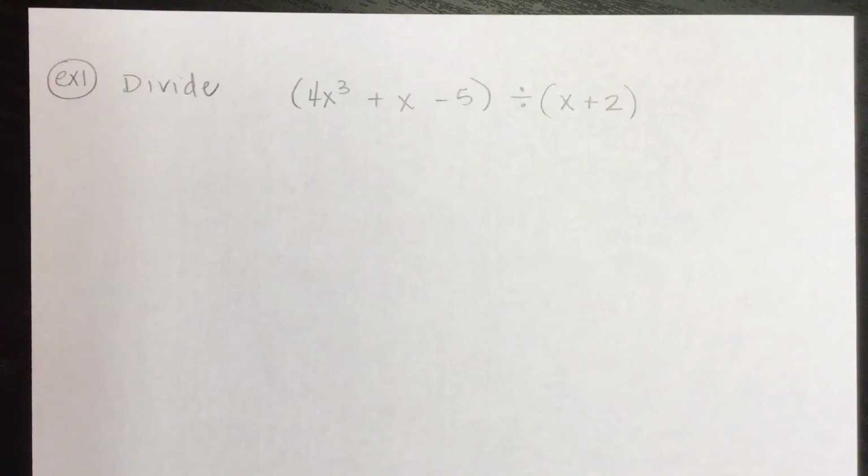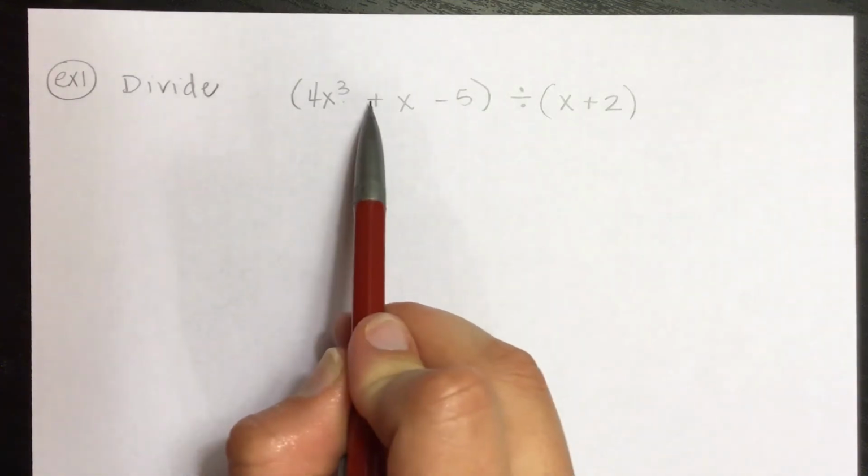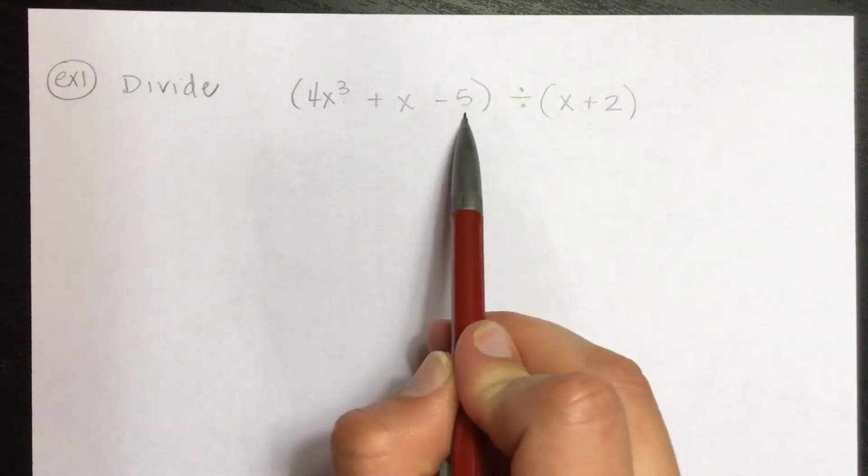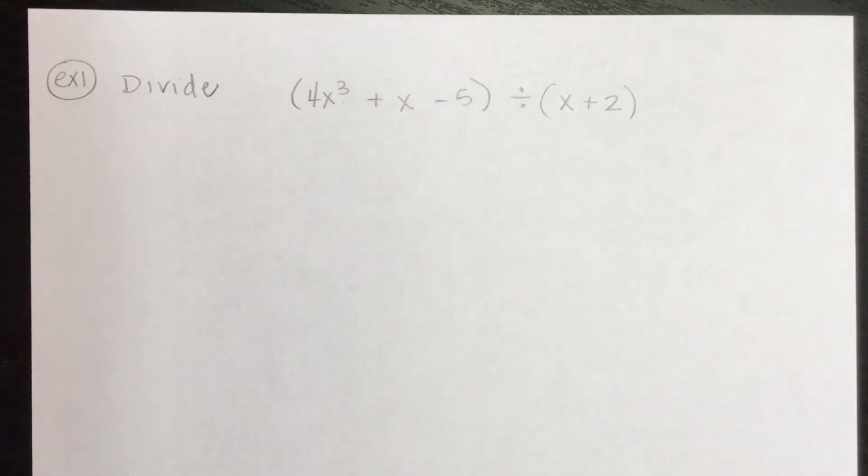All right, what happens if you're missing a term? What I mean is, notice I have an x cubed, but there's no x squared term, no x, and no constant here. So does that make any difference? Is that going to cause any issues?